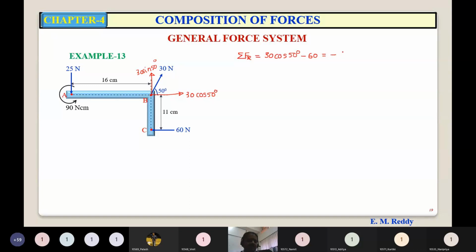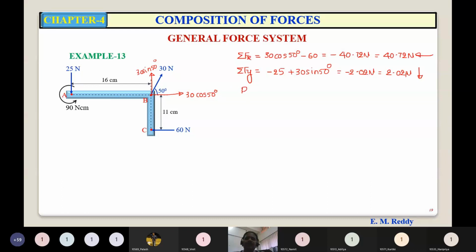So it is minus 40.72, so 40.72 Newton acting towards left. Then summation Fy is minus 25 plus 30 sin 50 minus 2.02. So it is 2.02 Newton acting vertically downwards.